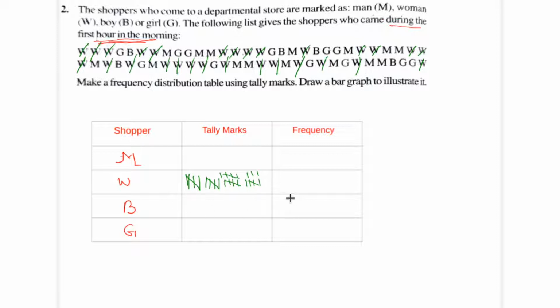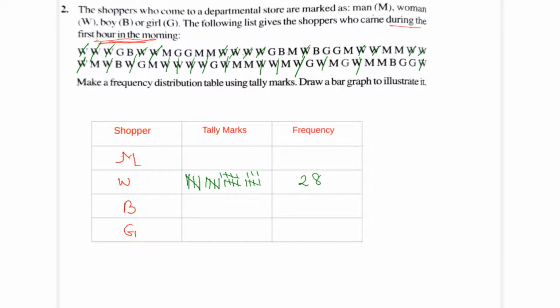Now we will count what is the frequency for W. 5, 5, 10 plus 5, 15 plus 5, 20 plus 5, 25 plus 3, 28. The frequency for W is 28. Now for G we will start.